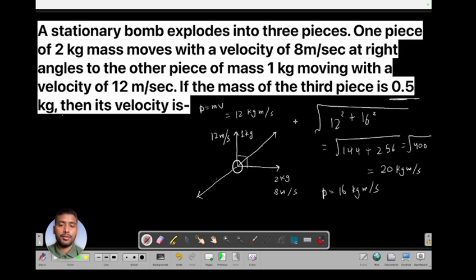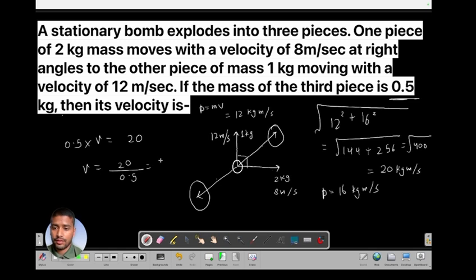Now when the momentum in this direction is 20, in this direction the momentum must also be 20, and if that is the case, we can say that 0.5 multiplied by its velocity will be 20, because this has to balance out the momentum of this, and hence the velocity will be 20 divided by 0.5, and that is 40 meters per second.